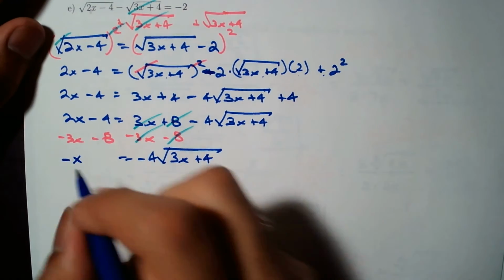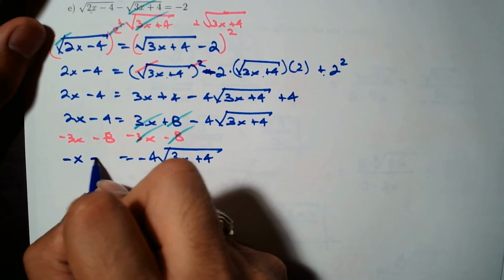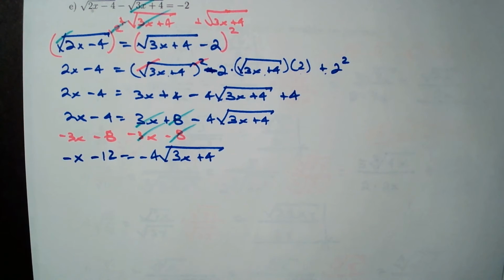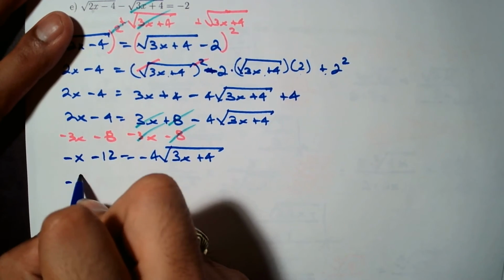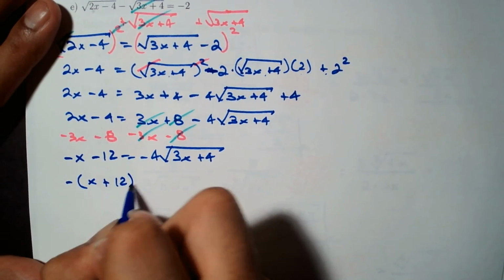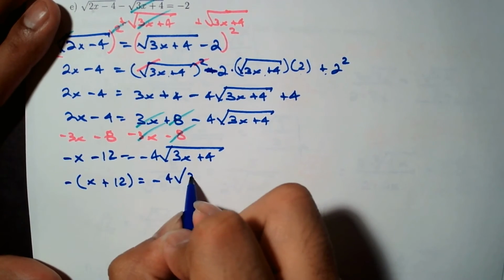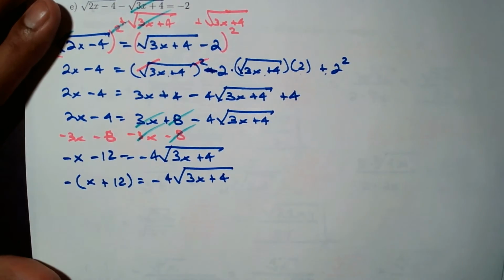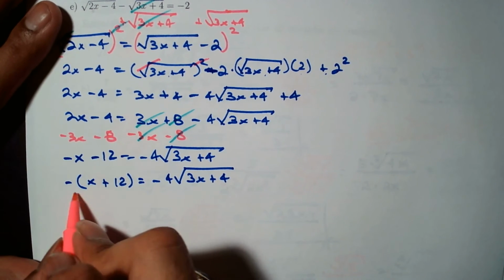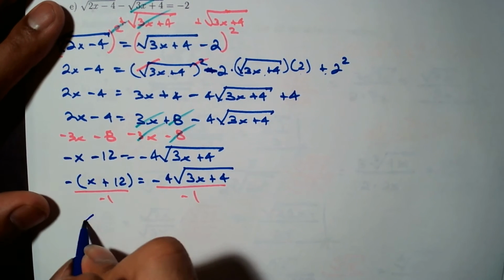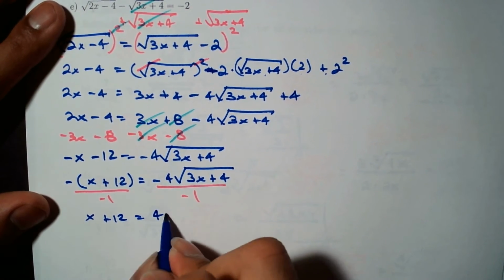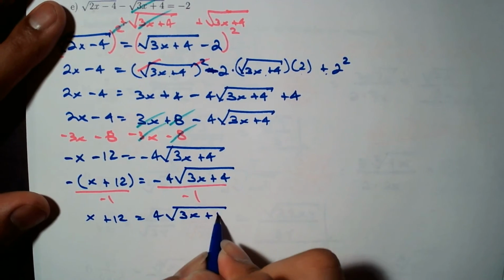Negative 4 minus 8, that's going to give us negative 12. All right, what are we going to be left with for this one? Let's see. Notice we have a bunch of negatives, and number one, you might want to factor out the negative. x plus 12 equals negative 4 square root of 3x plus 4. In this case, we divide by negative 1 on both sides to get rid of that negative sign, leaving 4 square root of 3x plus 4.